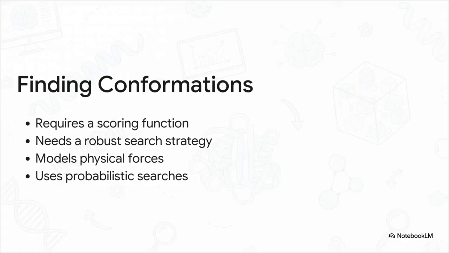But to actually pull this off, scientists need an incredibly complex toolkit. First up, we need a robust scoring function, a potential, to evaluate the energy of our models. Second, we need a massive, and I mean massive, search strategy. We have to mathematically model real physical forces like van der Waals forces and Coulomb interactions. And because the number of possible shapes is practically infinite, we use probabilistic search algorithms, things like simulated annealing, to generate and test vast ensembles of candidate structures, all to find the one with that perfect, lowest free energy.